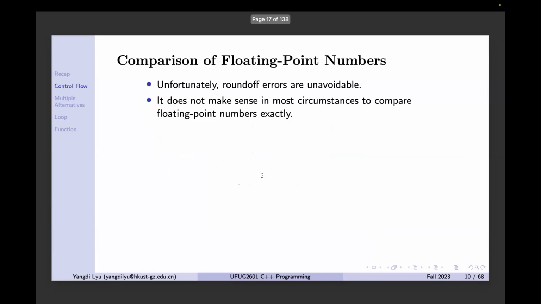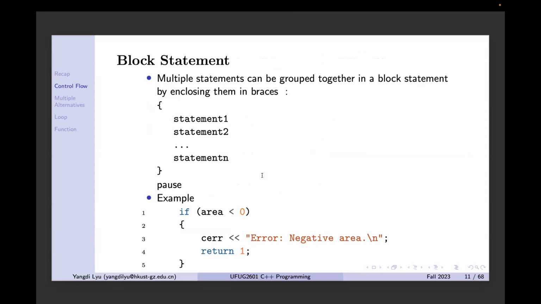But the question is, sometimes we have more things to do than just one line, right? For example, if area is less than 0, we might output some error message first, then return. So if it's more than one line, we need braces to make it a block. We call it a block. A block can contain as many statements as you like. And each of the statements could be another if statement, right? Another branch. And inside of that branch, you have another block and another branch and so on.